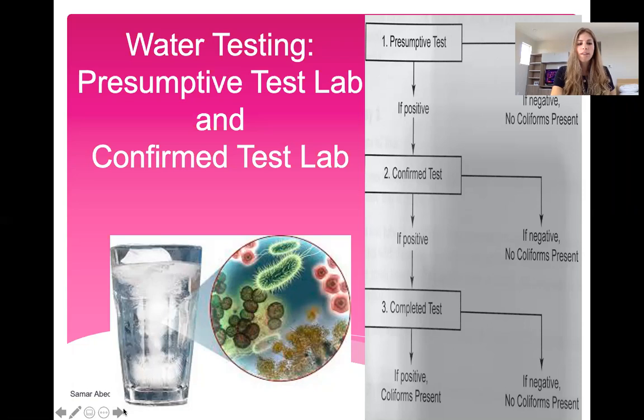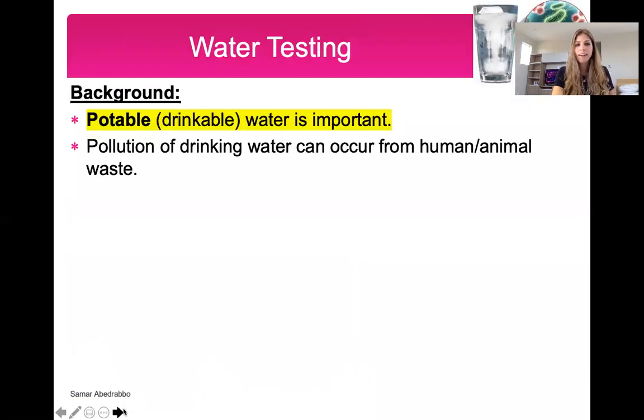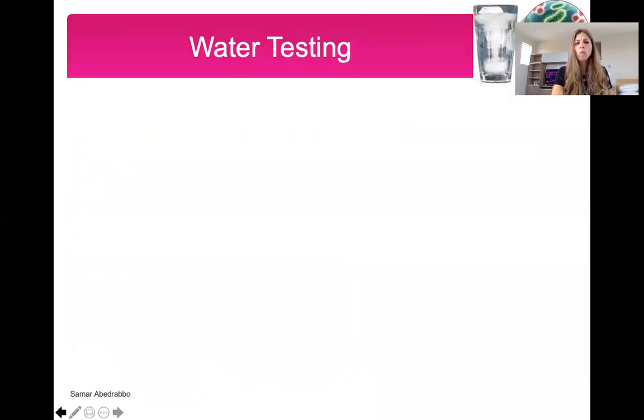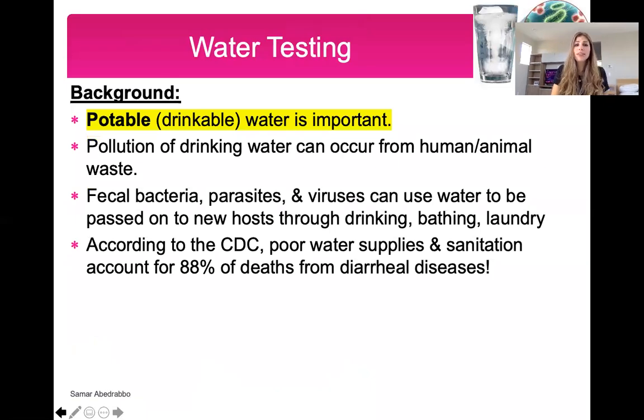So I'm going to start off with a little bit of background about water. Water, drinkable water in science is called potable. So anytime you hear the word potable, it means drinkable. If I tell you water is not potable, it means that it's not drinkable. It's probably contaminated with microbes. And here we're focusing on bacteria.